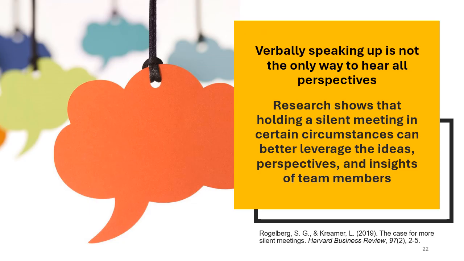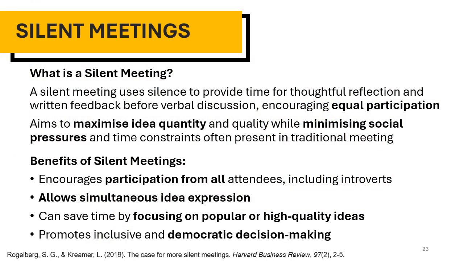Contrary to what we think, verbally speaking up is not the only way that we can hear all perspectives. Research shows that holding silent meetings in certain circumstances can actually better leverage the ideas and perspectives of the team. A silent meeting is a meeting that uses silence to provide time for thoughtful reflection and written feedback before having a verbal discussion. Usually it means that people are more likely to equally participate, and it also aims to maximize idea quantity and quality while minimizing social pressures and time constraints.